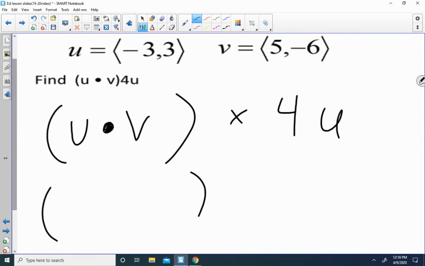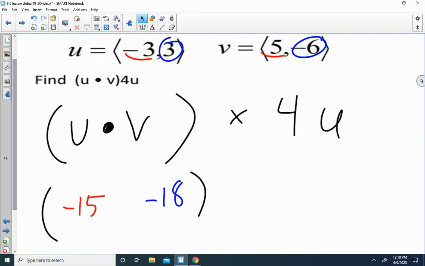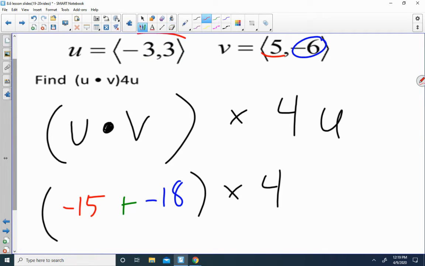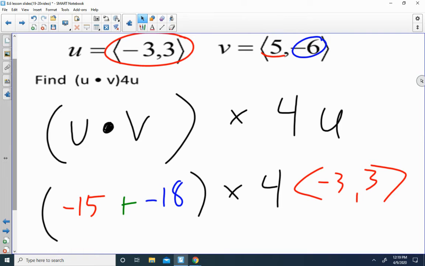First, if I do the dot product of u and v, multiply the first parts to get negative 15, multiply the second parts to get negative 18, and then just add those two parts together. Then we're going to have to multiply that number by 4 times the vector u, where the vector u is right here. So 4 times vector u, which is negative 3, comma 3. All right, let's do it.